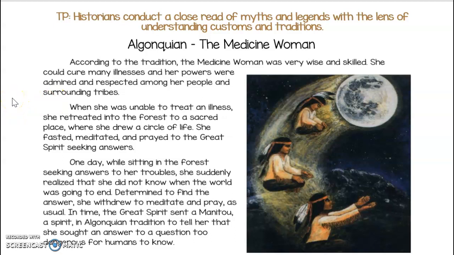Algonquin, the Medicine Woman. According to the tradition, the medicine woman was very wise and skilled. She could cure many illnesses, and her powers were admired and respected among her people and surrounding tribes. Okay, I don't notice any special behavior yet, so I'm going to continue. When she was unable to treat an illness, she retreated into the forest, to a sacred place where she drew a circle of life. She fasted, meditated, and prayed to the Great Spirit, seeking answers. Alright, I'm going to pause here.